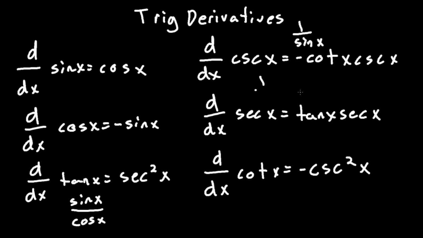So with the secant, you can use quotient rule on 1 over cosine, and with the cotangent, you can use quotient rule on cosine over sine. So really, the only trig derivatives you need to memorize are sine and cosine. The rest, you can just use quotient rule to find their derivative using your memorized derivatives of sine and cosine. Let's move on to some inverse trig derivatives.